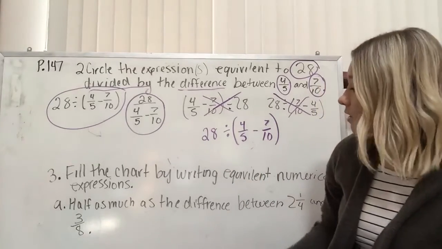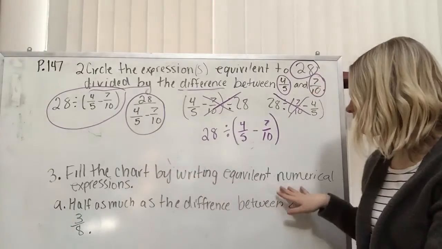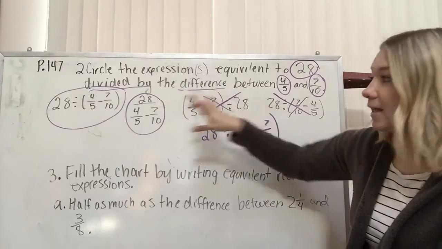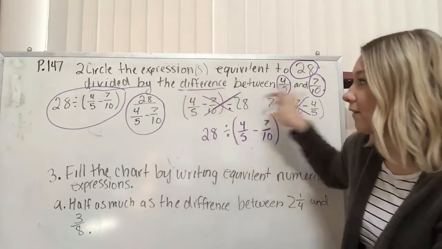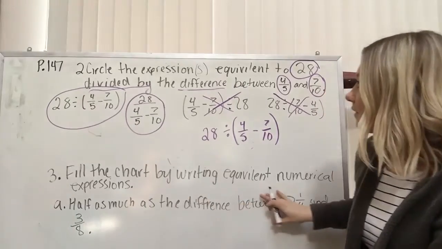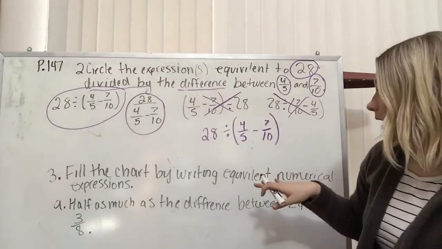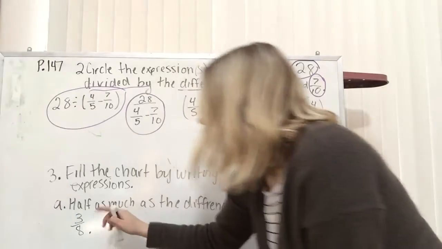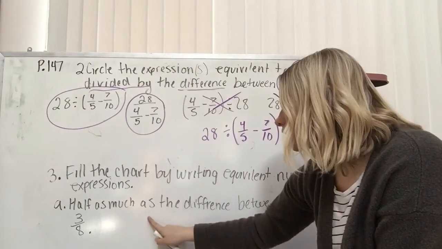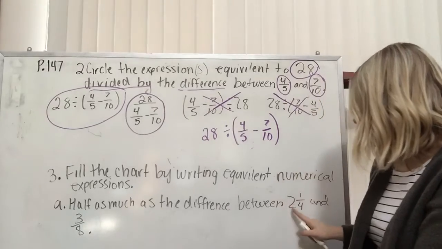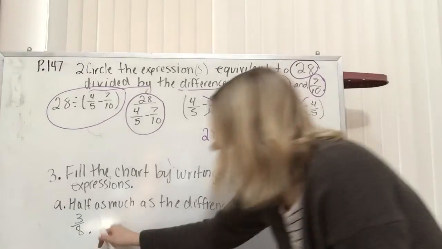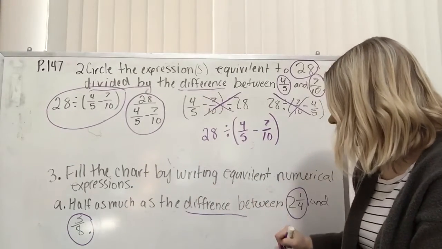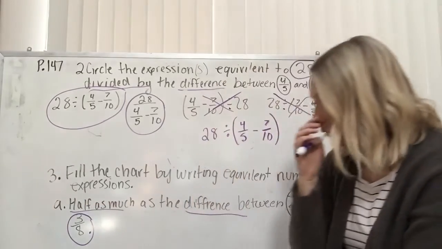That's too crazy. So for number 3, it says fill the chart by writing equivalent numerical expressions. So now, here they gave us the expressions, and then we had to find which one is equivalent to. But here they're just giving us the written equivalent, but we need to find the numerical expressions. So I'm just going to do one. So it says half as much as the difference between 2 1/4 and 3/8. So the difference between, so half as much. So I wonder what that's going to look like.